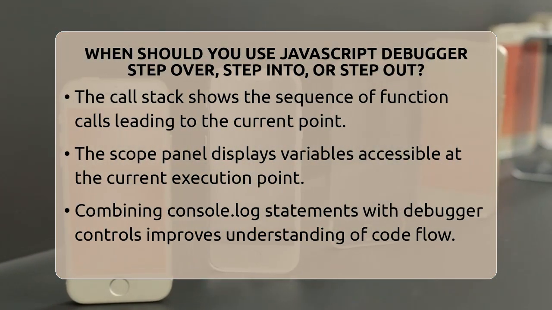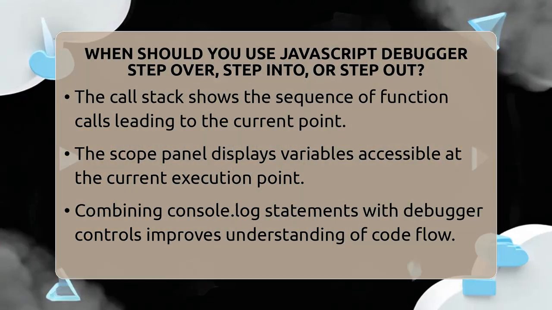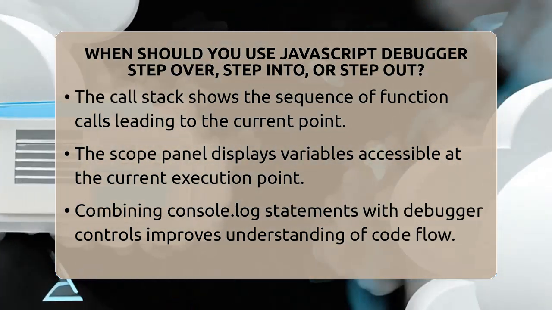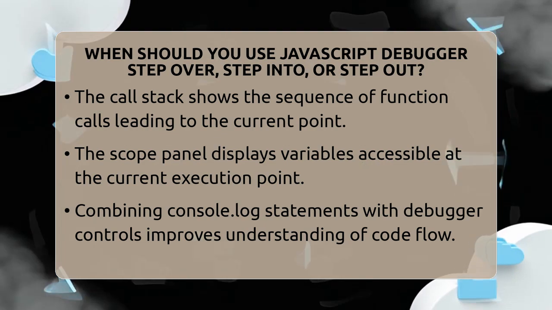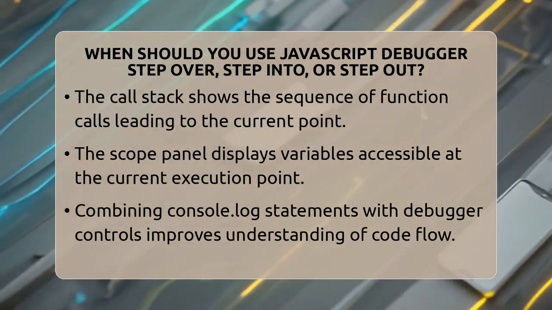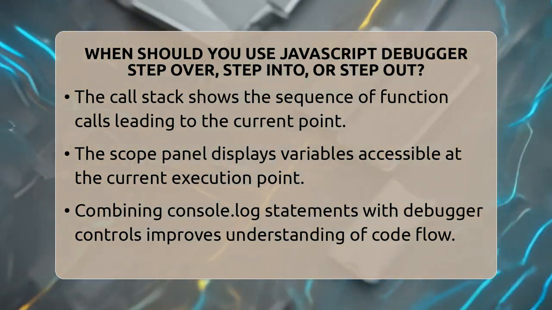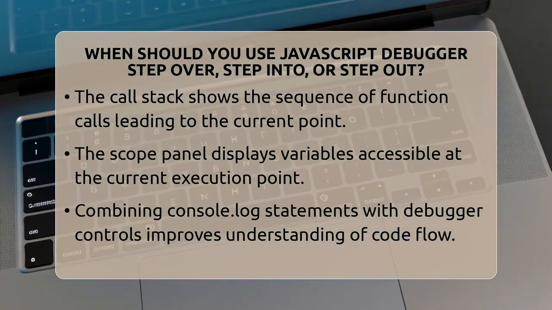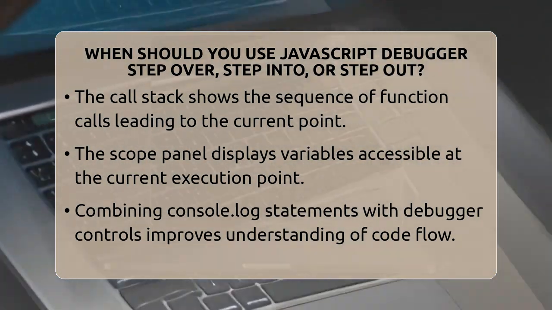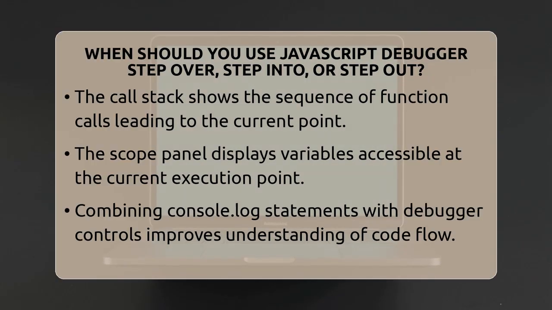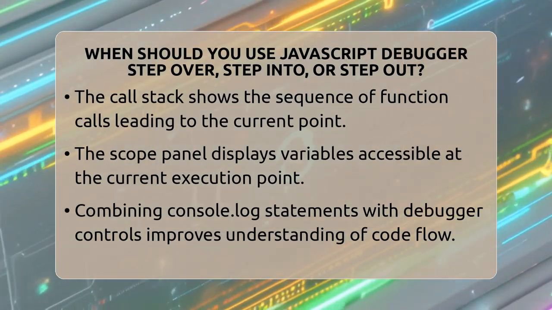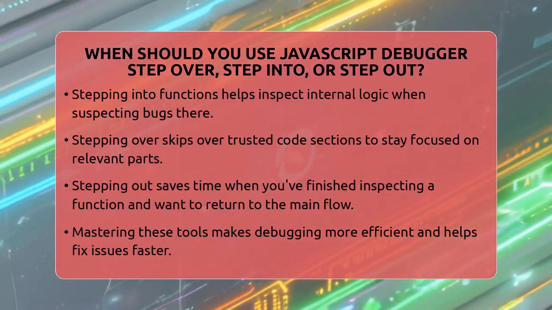Using console.log statements along with the debugger can give you a clearer picture of your code's behavior. When you step into a function, you see inside its logic. When you step over, you skip over trusted parts. Stepping out helps you quickly return to the main flow after inspecting a section. This combination makes debugging more efficient.